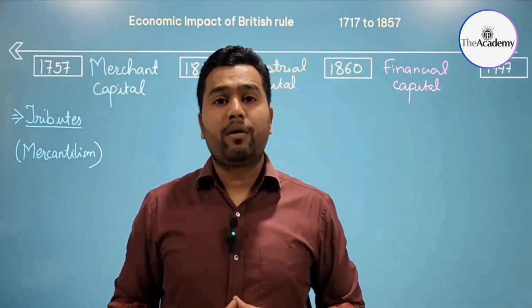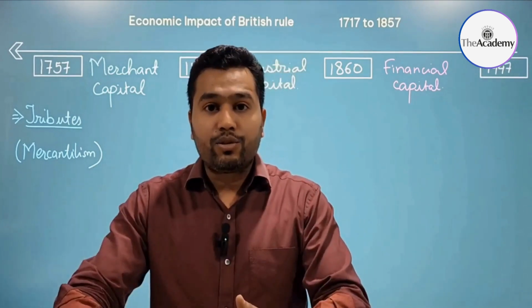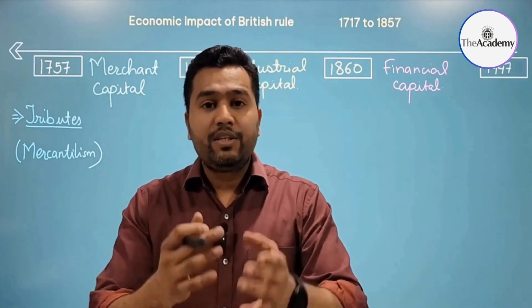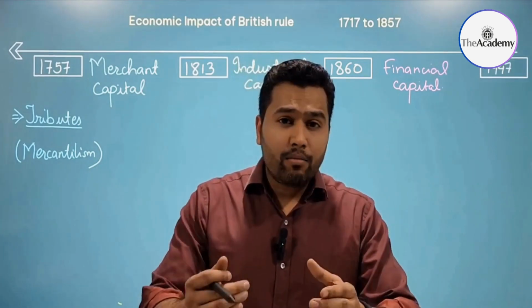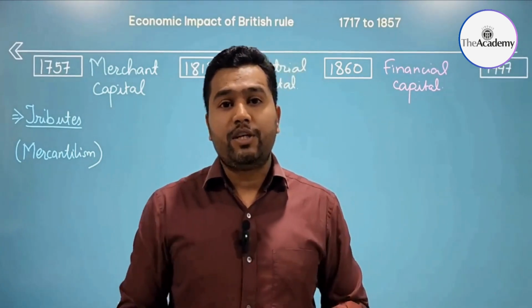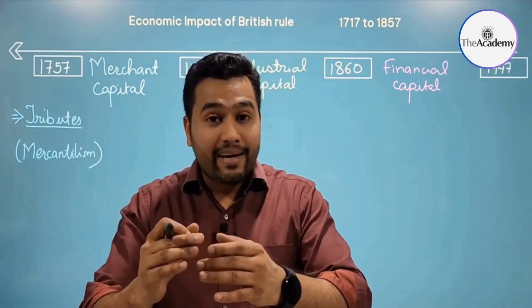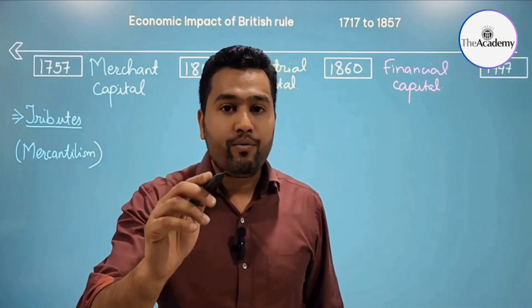Bullion was not brought in Bengal anymore. Bullion was not brought in India anymore. And with these resources, the British started purchasing commodities of India. And while commodities of India were being purchased, they were directly sold off to distant markets or directly transported to England. So this led to drain of wealth.